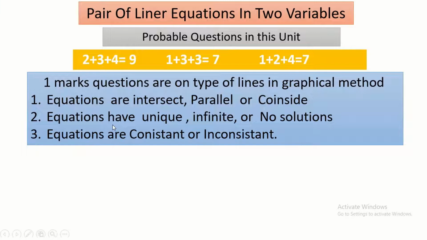And also by using the same ratio method, we have to find out the solutions of the equations. That means the solutions are unique, or the solutions are infinite, or there is no solution for those equations. That result also we can find out for the 1 mark question. Another type of question for 1 mark is whether the two equations are consistent or inconsistent. That type of question is also asked for 1 mark in this unit.